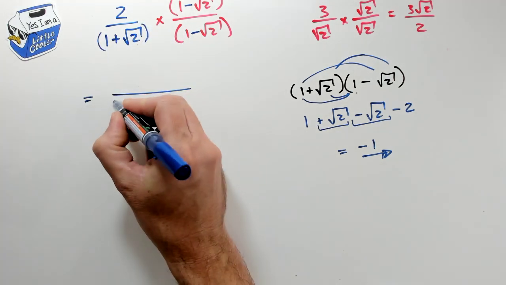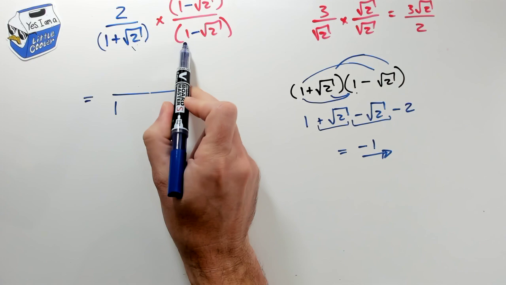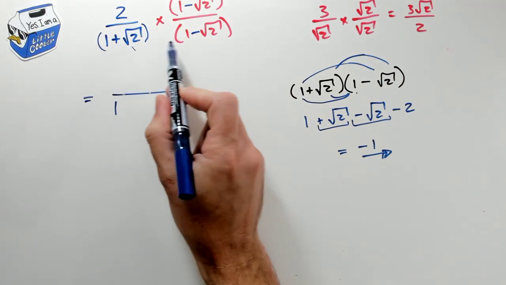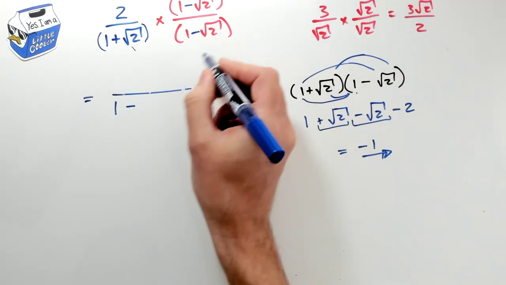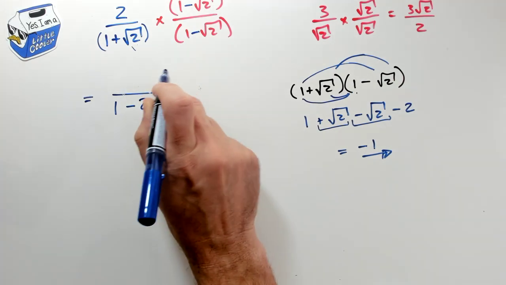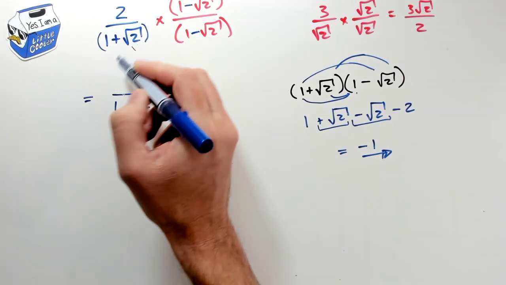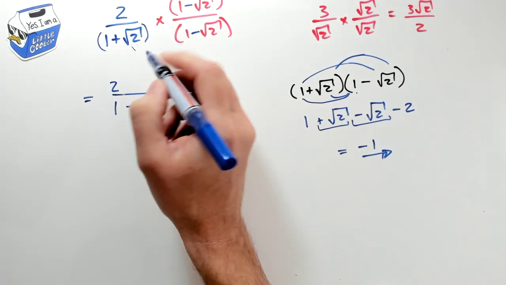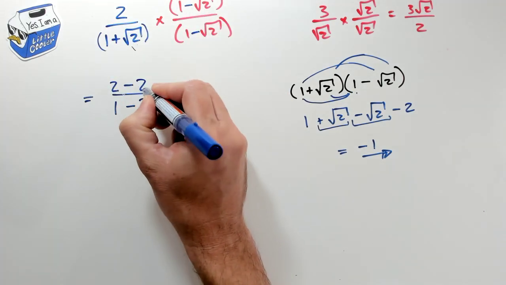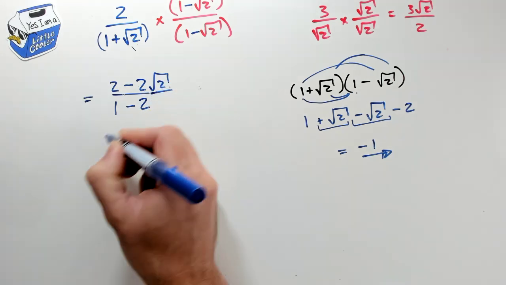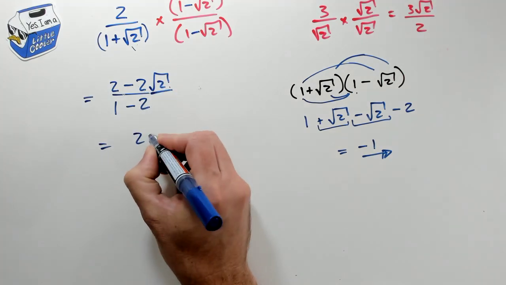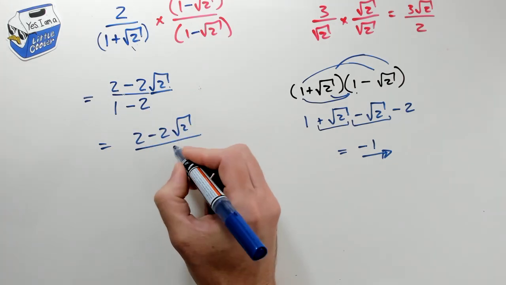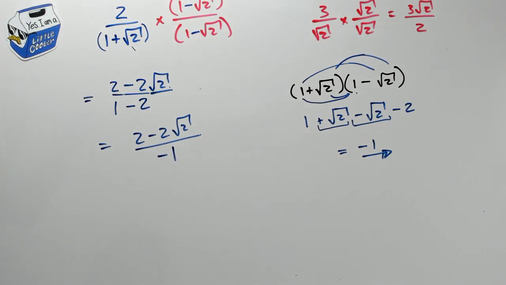1 times 1 is the 1. Then we have the plus square root minus the square root, which would be 0. And then the plus and the minus would give me a minus 2 in that case. Here I multiply the 2 with the 1, so I have a 2, and the plus times the negative is a negative, 2 and the square root of 2. So 2 minus 2 square root of 2, over 1 minus 2, which is just negative 1.